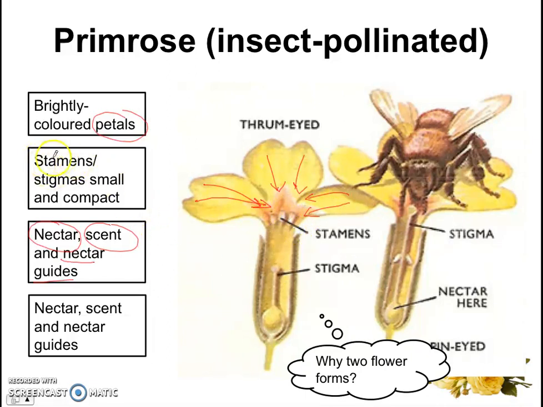Now finally, the stamens and the stigmas are small and compact. Right? Usually they're found inside the flower, right? They're not large and pendulous hanging out of the flower. They're not large and feathery protruding out of the flower.